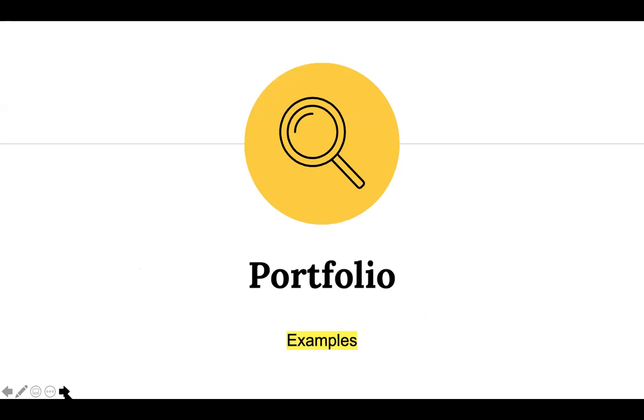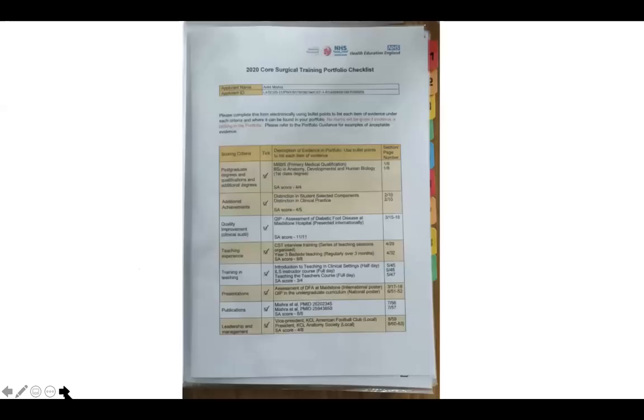So we'll go through some examples of portfolios from some of my colleagues. You would have your scoring criteria, and under that, the score you've given yourself. For example, in this portfolio, they have scored themselves for postgraduate degrees, 4 out of 4, additional achievements, 4 out of 5, and quality improvement, 11 out of 11.